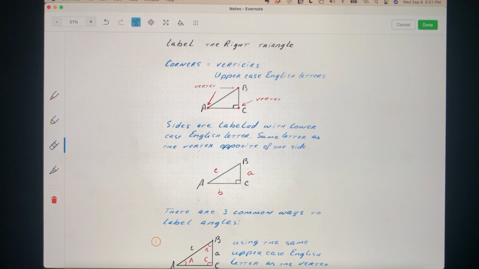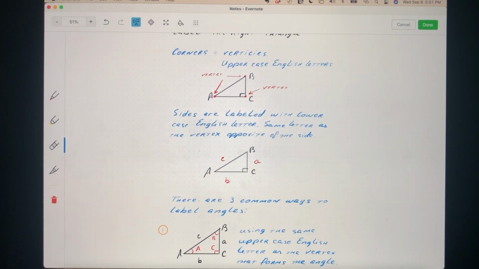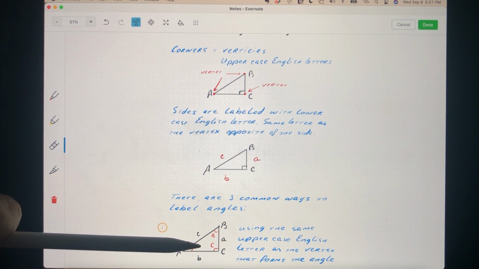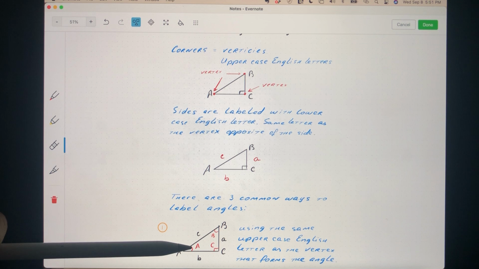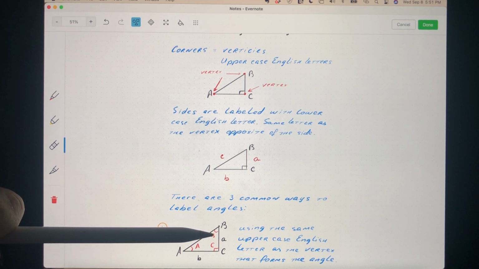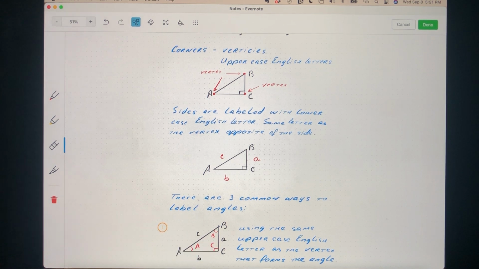Then there are three ways to name the angles, and the first one and the most common way to label it is using the same uppercase letters as the vertex that makes it. So the vertex that makes angle A, the angle also is going to be called A. If the vertex is named B, then the angle that it makes is also called B, and the angle C is connected to the vertex C.